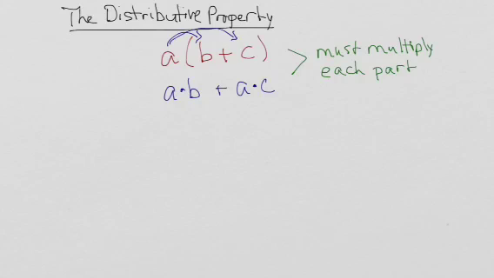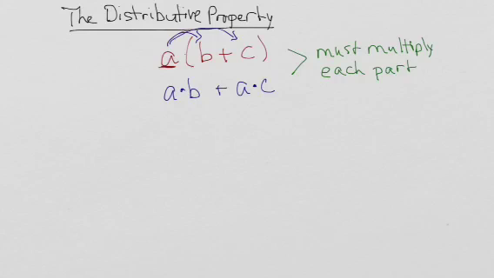The word distribute means to pass out evenly. So I think about this little number A sitting out here in the front as the dealer in a game of cards. When you're dealing cards, you have to deal to all the players, not just the one sitting closest to you, but also the people across the table. Since this A is bumped up against the parentheses, it means multiply. We are going to multiply the A times both numbers inside the parentheses, so we're going to use the A twice.